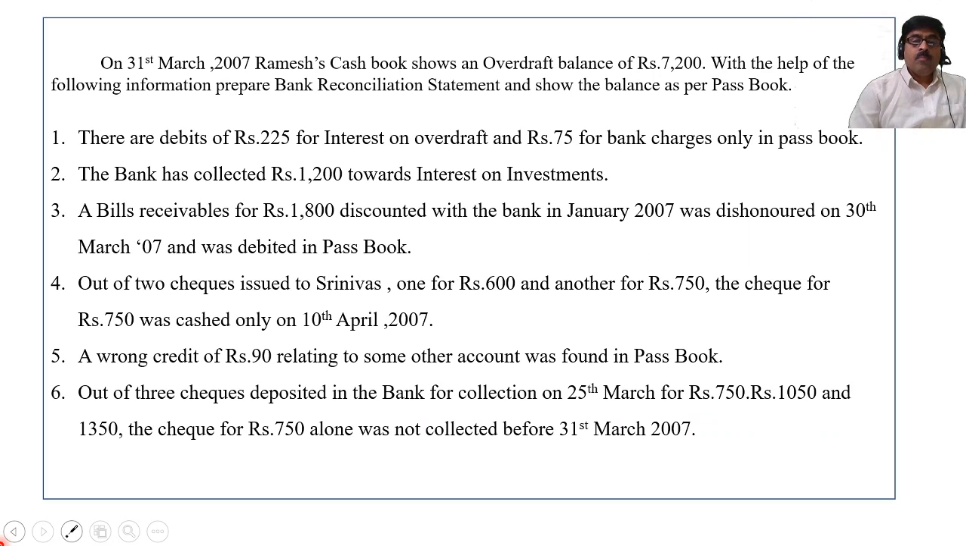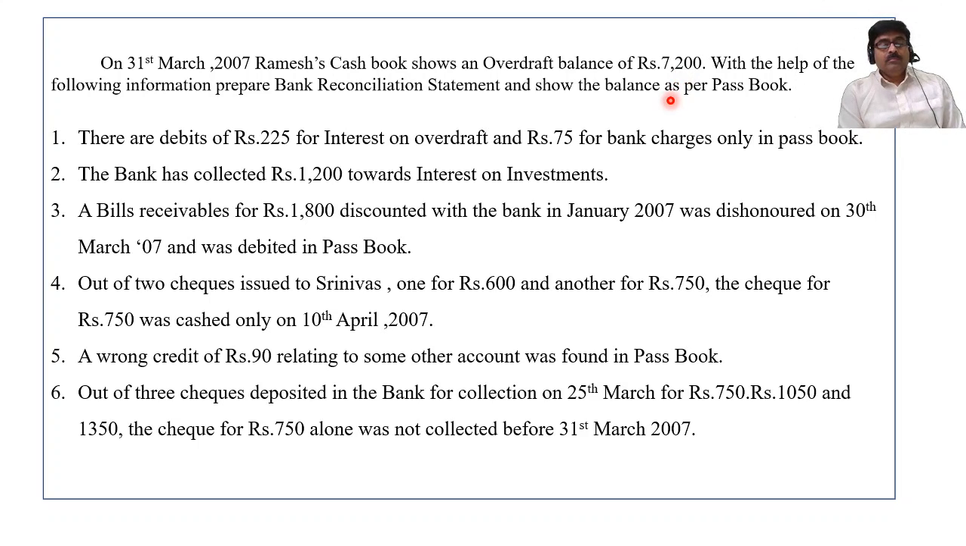Now we are moving on to another illustration. On 31st March 2007, Ramesh's cash book shows an overdraft balance of 7,200. We are preparing on the basis of the cash book. Cash book shows a debit balance of 7,200. It means that the passbook is showing a debit balance of 7,200. With this balance, we rectify the errors.